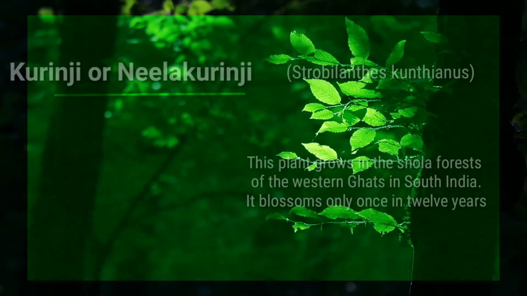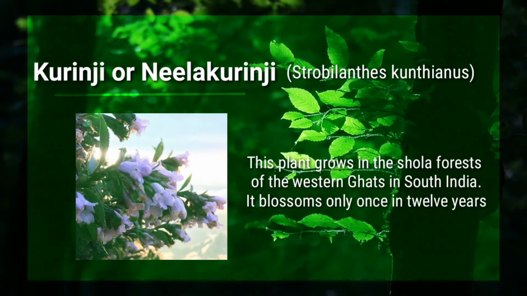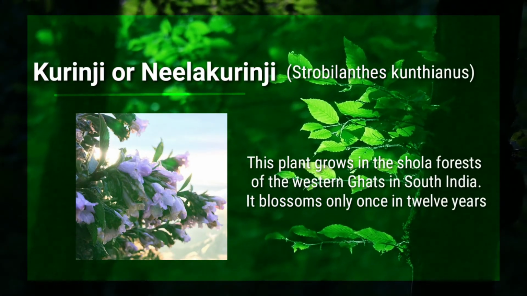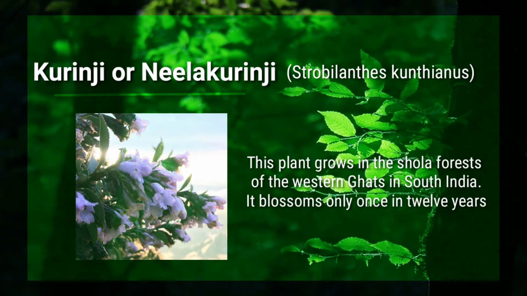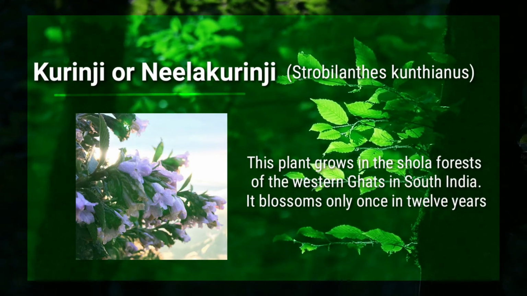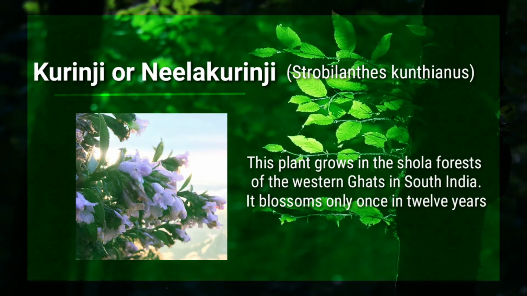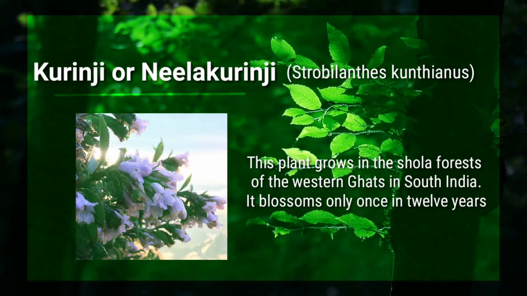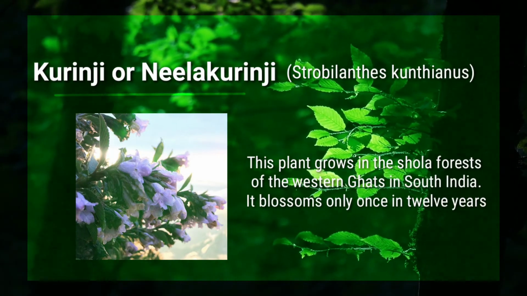Next plant is the Kurinji plant or Neelakurinji plant. Its scientific name is Strobilanthes kunthiana. It grows in the Shola forests of the Western Ghats in South India. It blossoms only once in 12 years.